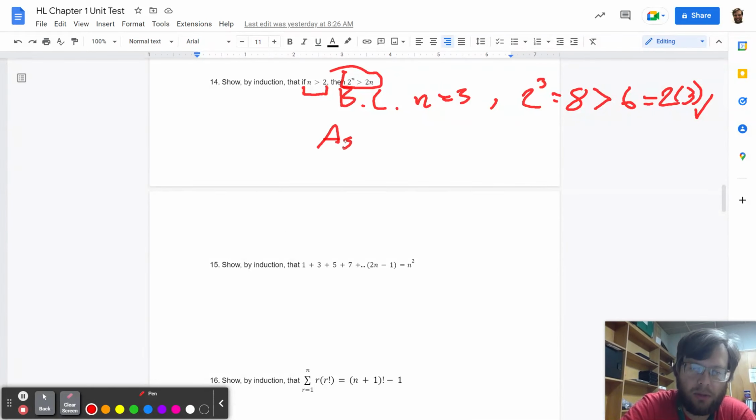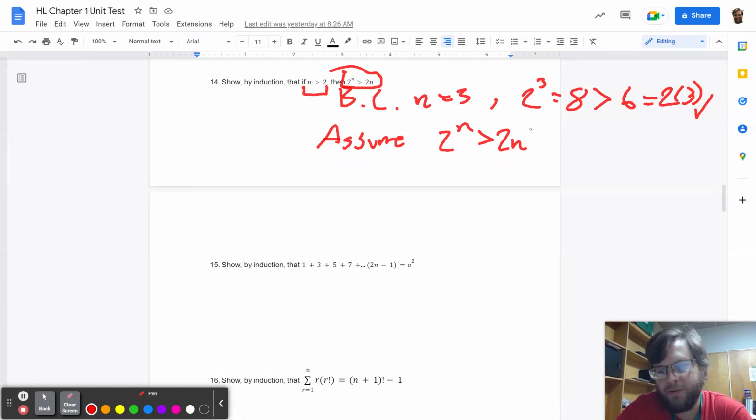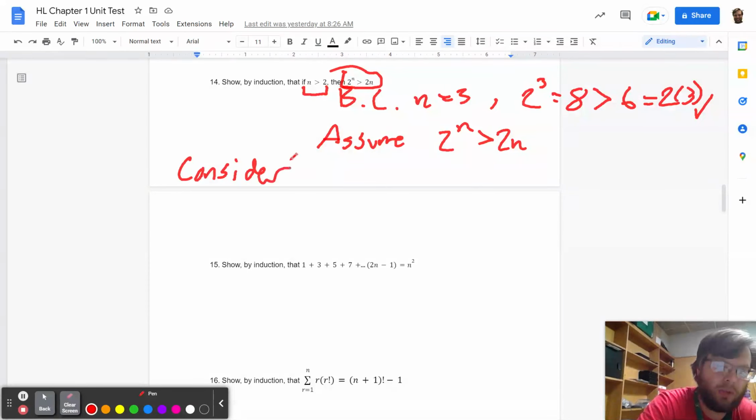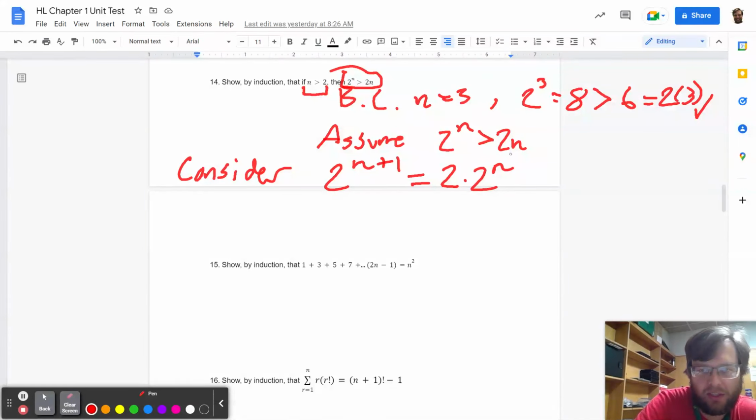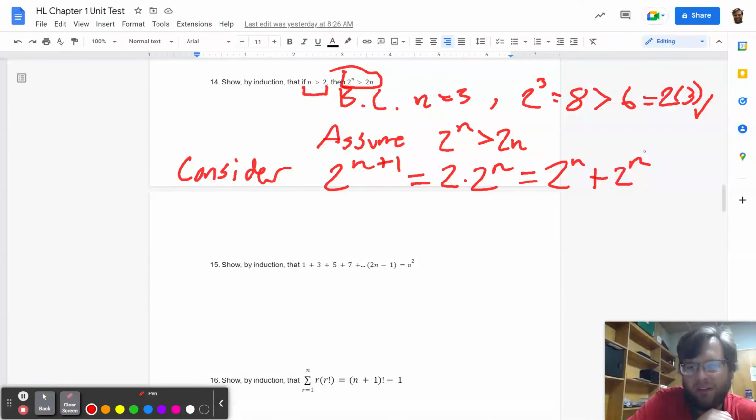Then we assume that there is some number where 2 to the n is greater than 2n. We're allowed to do that assumption because we proved that there exists at least one number for which the conjecture is true. So what we do is we consider the n plus 1th case. So we consider 2 raised to the n plus 1, which is the same as 2 times 2 to the n. There's a couple different ways you can proceed. One way to do that is to say, well, that's equal to 2 to the n plus 2 to the n, right? That's what 2 times 2 to the n means.